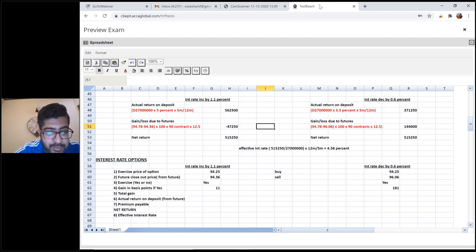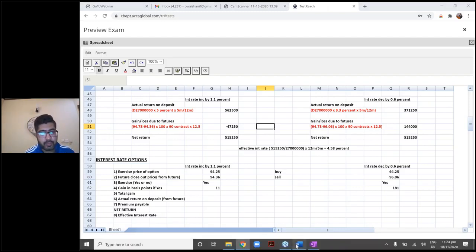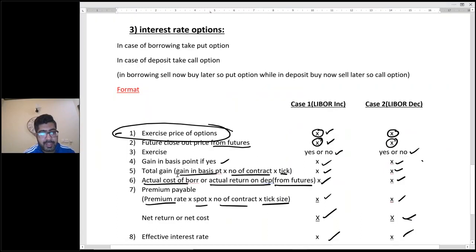One is 0.11%, so 11 basis points. The other is 1.81%, so 181 basis points. Now, total gain. What is the formula of total gain? Gain in basis points into number of contracts into tick.